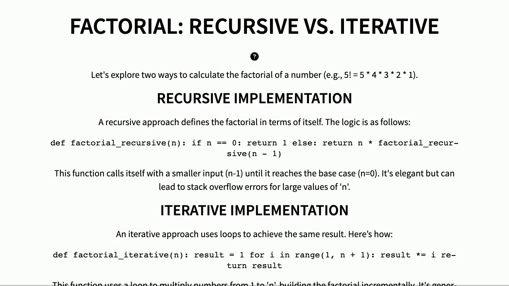The iterative approach, on the other hand, just uses a loop to repeatedly multiply numbers together. It's usually more efficient and doesn't have that memory problem, making it a safer bet for larger inputs.